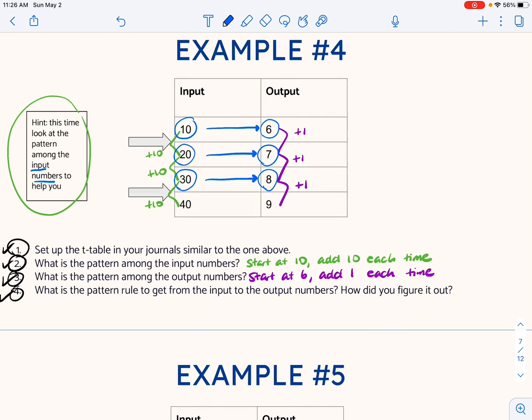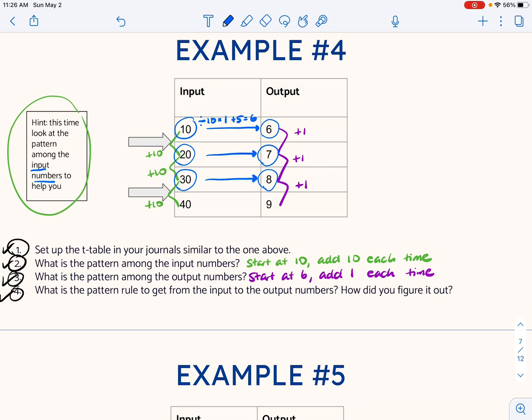Maybe not. I mean, we need to use these differences of 10 to help us. But maybe what we need to do is divide by 10, because again, the input is significantly bigger than the output. So what happens if we did that? If we did 10 divided by 10, we would get 1. How do you get from 1 to 6? Maybe not subtraction this time, maybe we need to add. We need to add 5 to get 6.